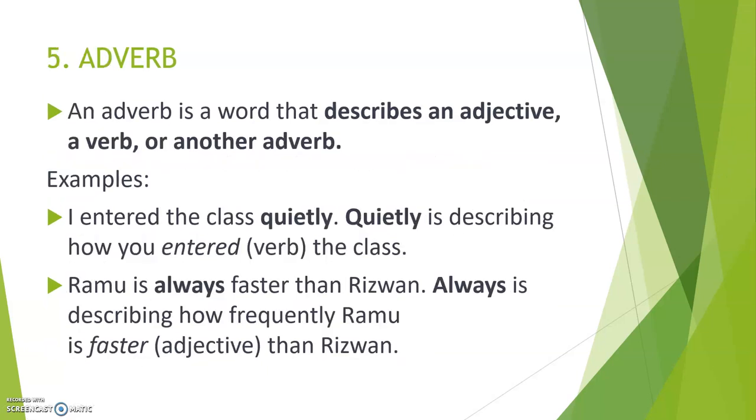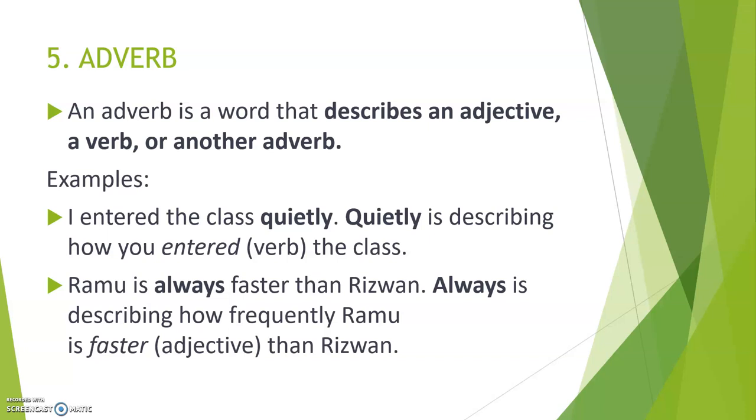The next one is adverb. An adverb is a word that describes an adjective, a verb, or another adverb. Let's look at the examples. I entered the class quietly. In this sentence, quietly describes how that person entered the class. So, quietly could be considered as an adverb.